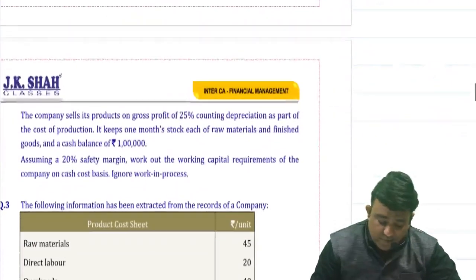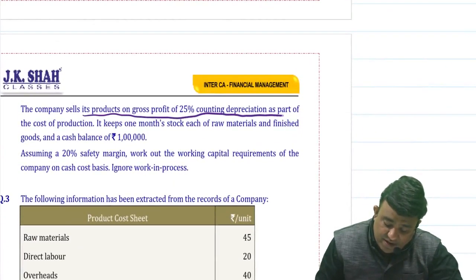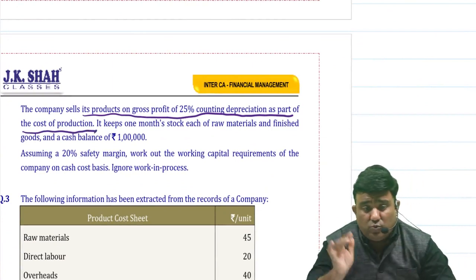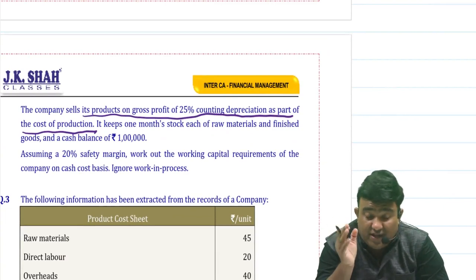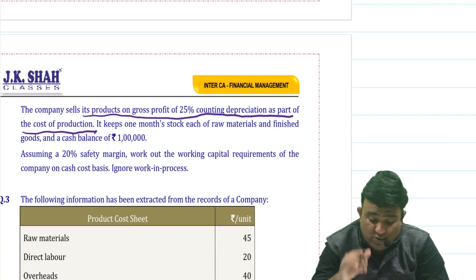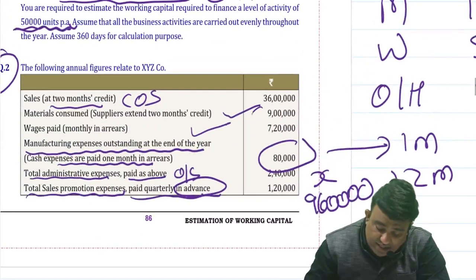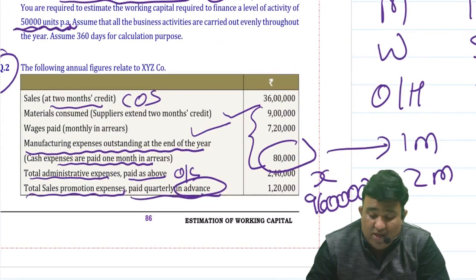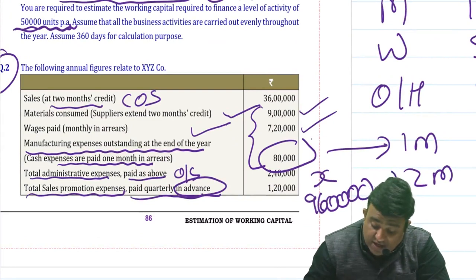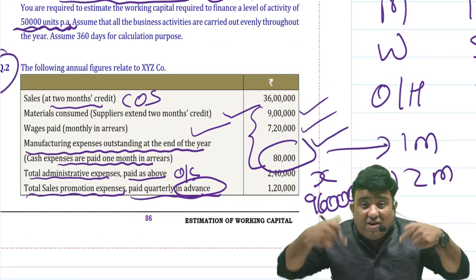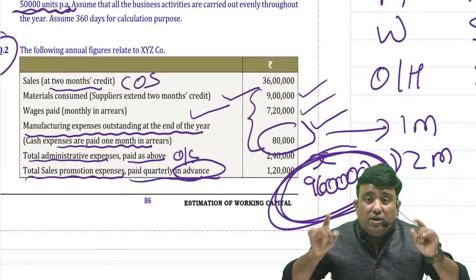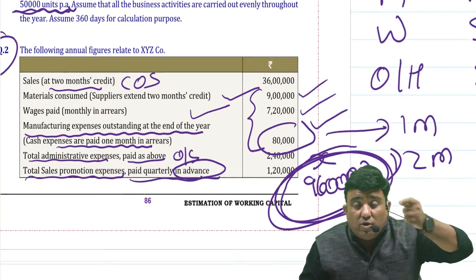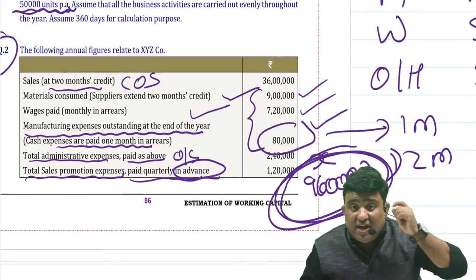Fair enough? The company sells its product at a GP of 25%, counting depreciation as part of COP. Student, they have said the company charges 25% profit after counting depreciation as part of COP. But we are confident that this COP does not include depreciation. Reason: material does not include depreciation, wages do not include depreciation. Factory overhead does include it, but our factory overhead, that is this 960,000, confidently does not include depreciation because it is based on outstanding. Depreciation can never be outstanding.